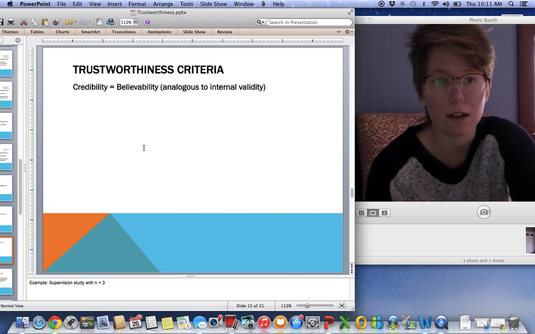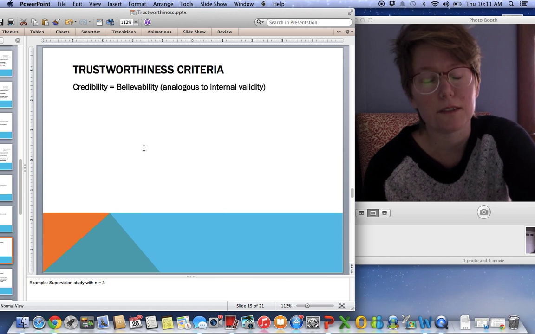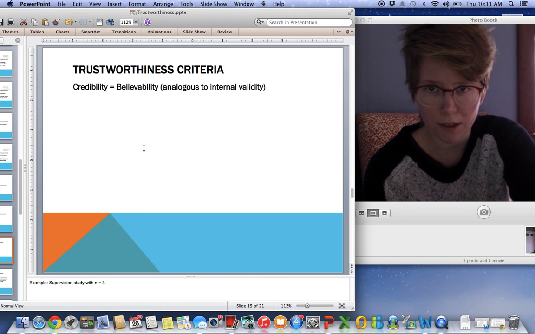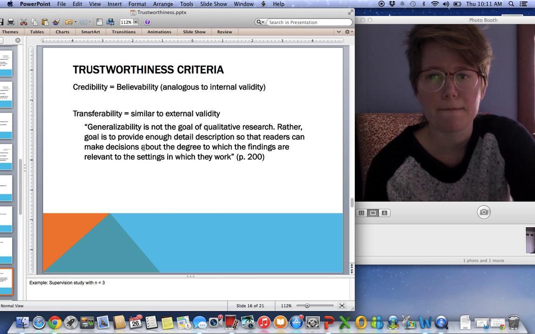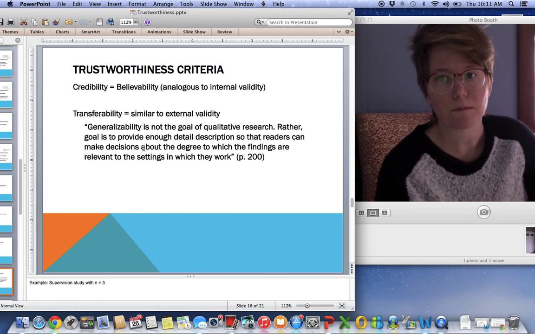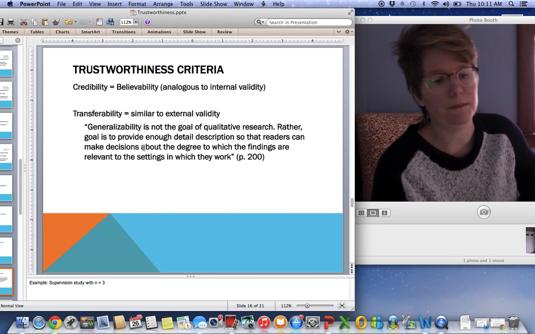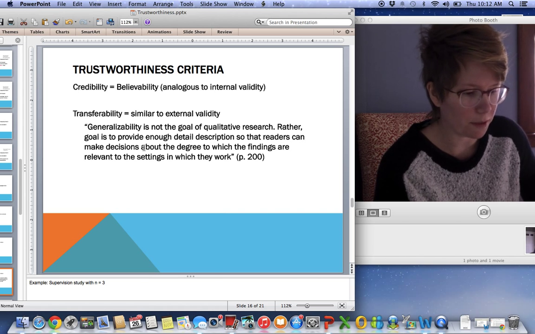So if you read a qualitative study that was talking about the lived experience of having increased ice cream sales and also crime, would you buy that argument? Did that seem true to you? So transferability is similar to external validity. Can we import this to other situations? This is really similar to generalizability.